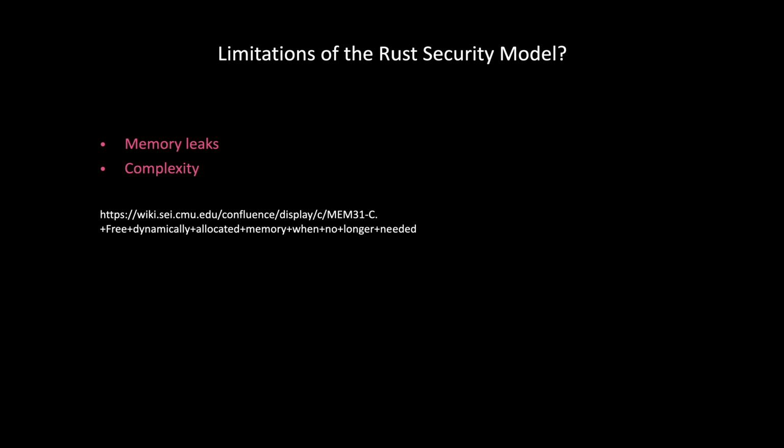The other limitation of the Rust security model is complexity. As I will show you in an example in the next slide, the complexity imposed by this security model can sometimes be quite confusing, and it may also block the compilation of your safe code. Even if you have memory safe code, sometimes Rust's borrow checker doesn't allow it to compile, and it's annoying, especially with larger scale code.